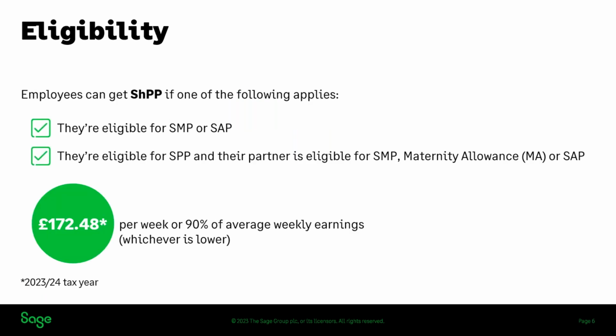So, a quick look at the eligibility for this. Employees will be eligible to receive shared parental pay if one of the following applies. One, they're eligible for statutory maternity pay or adoption pay themselves. This is where the mother or main adopter is switching over to shared parental pay. Or for a partner, they're eligible for statutory paternity pay and their partner was eligible for either SMP, maternity allowance, or statutory adoption pay. As a general rule of thumb, if they were entitled to the original statutory payment, maternity, adoption, or paternity, they would also be eligible for shared parental pay.